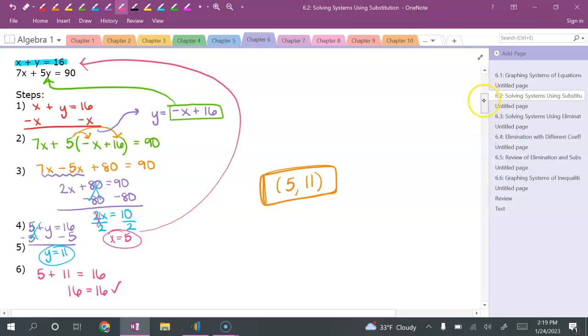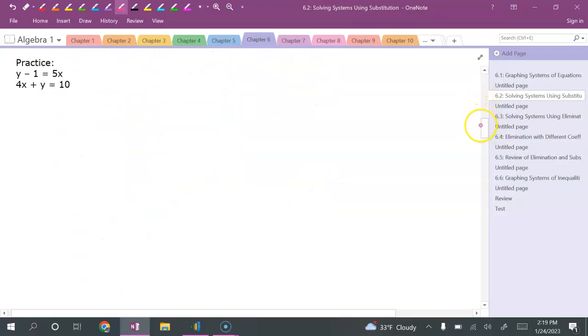So I want you guys to take a look at this next problem here. I want you to pause the video here, take a couple minutes to do this problem, and then come back and see how I solved it.